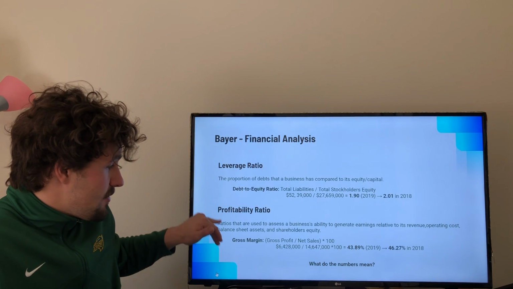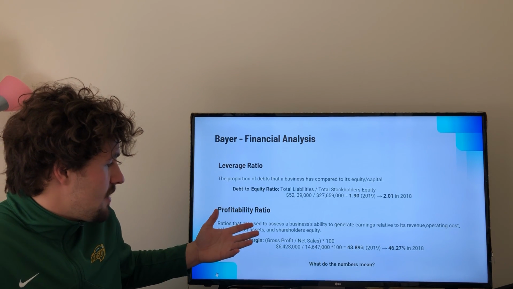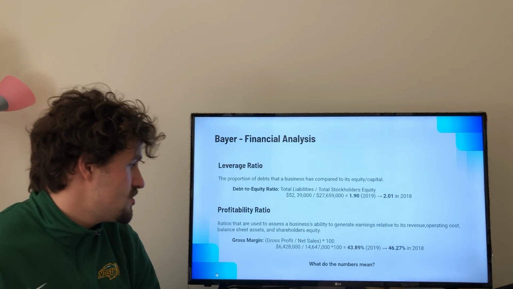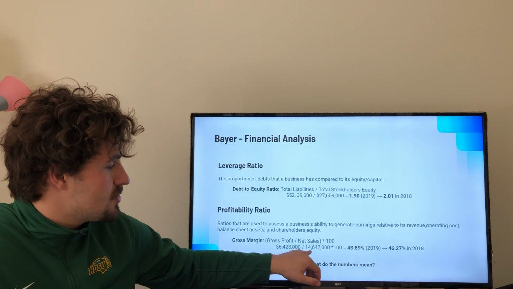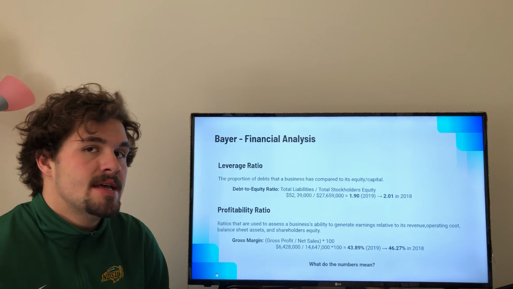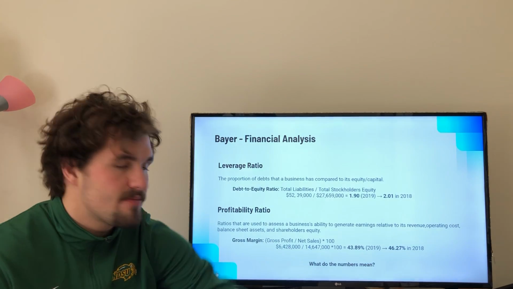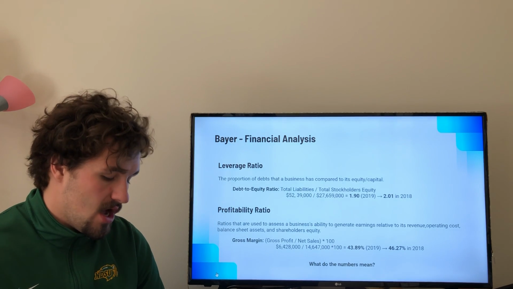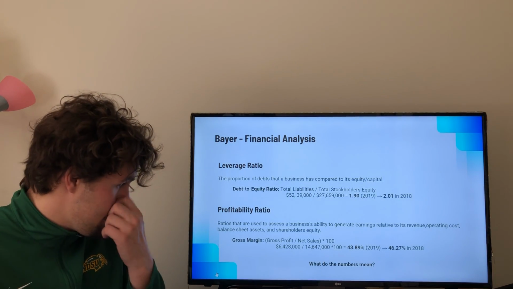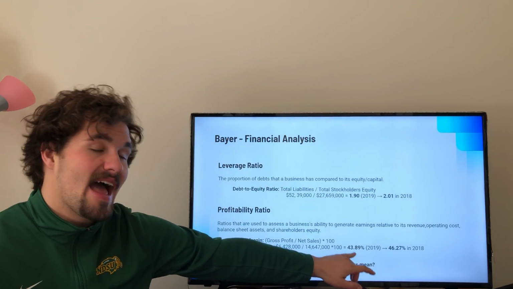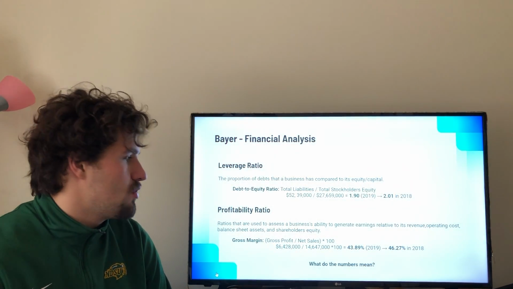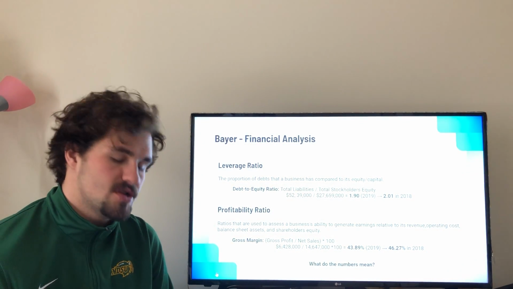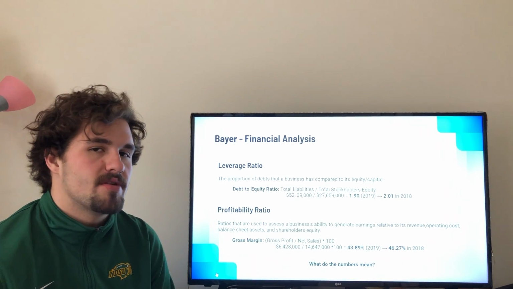The last one, profitability ratio. I just took gross margin, which is just gross profit divided by net sales times 100 to get the percentage. So you take 6.2 million divided by 14.6 million and get 43.89% in 2018 and 46.27% in 2019. This just shows you that for every sale, 46.27% of that sale is gross profit. So that's pretty good. It's a little lower than average, but in terms of everything, that's a very good profitability margin or gross margin.